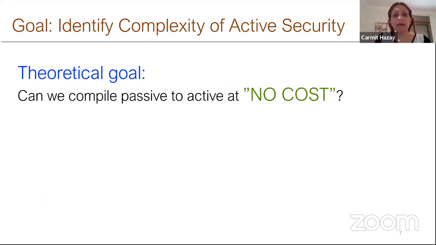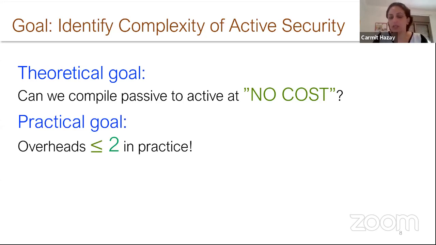More concretely, the theoretical question, or maybe a theoretical goal that we're asking is, can we compile passive to active at essentially no cost, meaning that the asymptotic complexity of the active protocol will be essentially the same as in the passive protocol? And you can extract a concrete question: can you concretely measure the overhead from passive to active, and can we make it as small as 2, or even less than that?